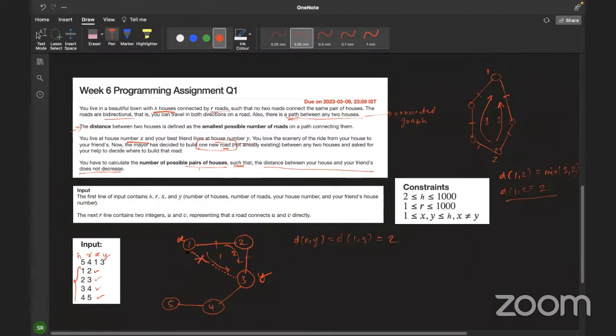Now let's consider 1 and 4. If we connect 1 and 4, does the distance between 1 and 3 change? I don't think so, because from this path to 3, this distance would be 2, and from this path it is 2. The distance does not change, so this would be a correct road for us. So let's maintain a count.